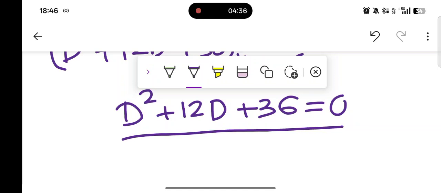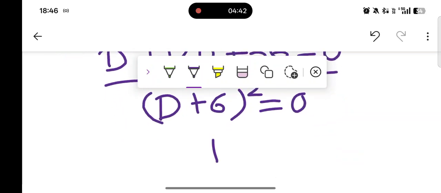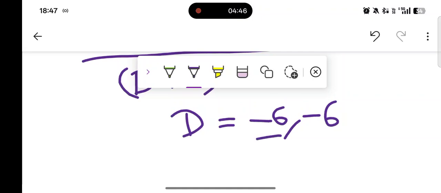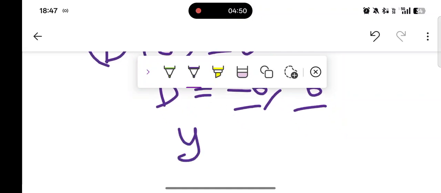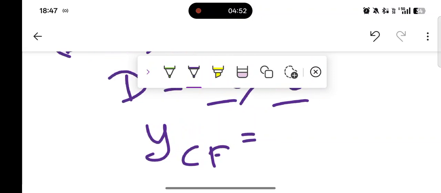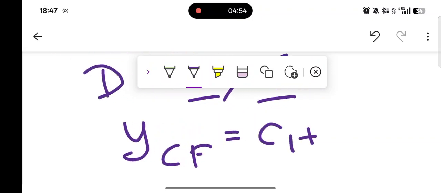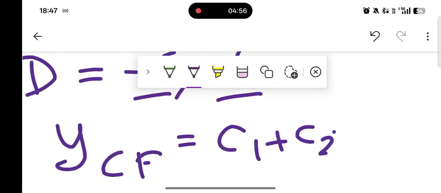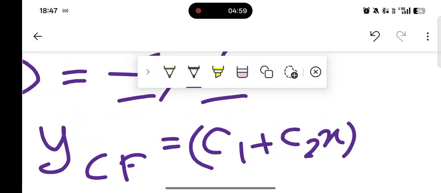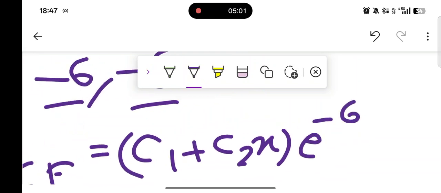Now it is very easy. It is nothing but (d plus 6) whole square equals 0. Now the value of d is what? Minus 6 and minus 6. As the roots are the same, they are not distinct, so the value of the CF will be (C1 plus C2 x) into e to the power minus 6x.